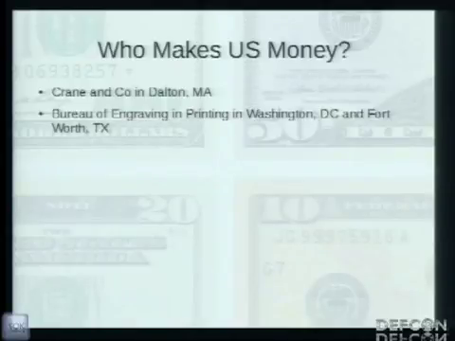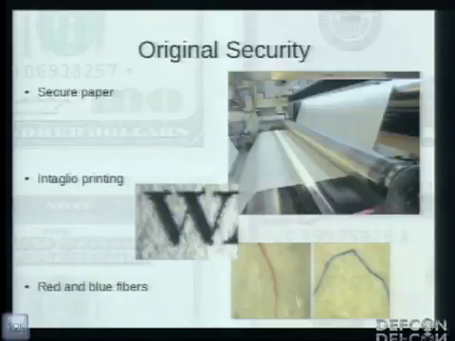The paper that's used for printing bills is made by a small family-owned company in Dalton, Massachusetts, known as Crane & Company. They are the sole supplier of secure paper for the US government, and they also provide paper for passports and print currency for several small countries.